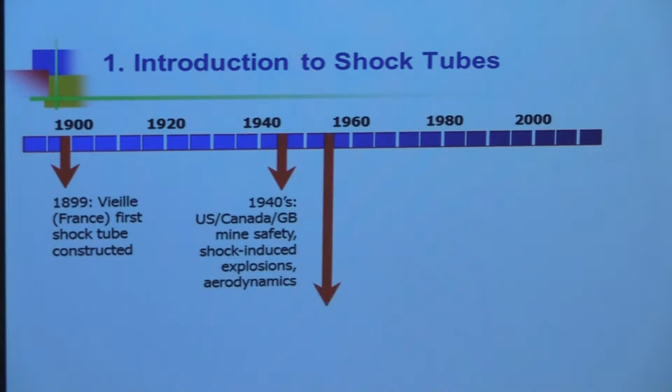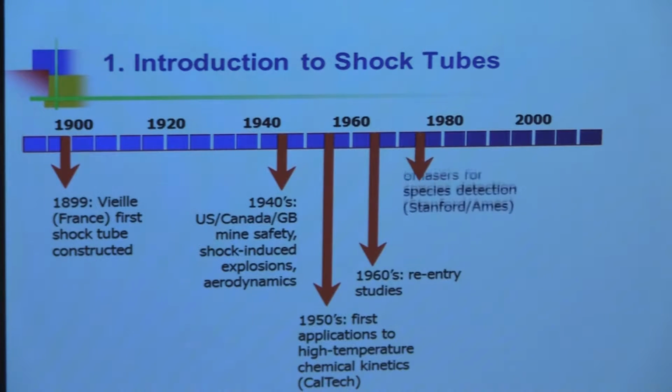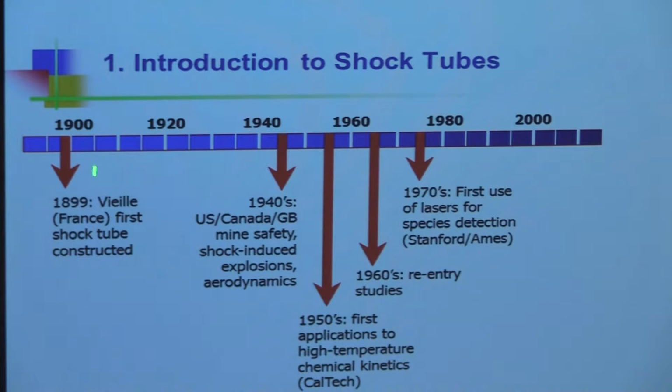But this is history, and I'm kind of interested in this history. I've been around the history a long time. So the first shock tube was apparently made around the year 1900, I believe, in France by Vieille. Excuse my French.